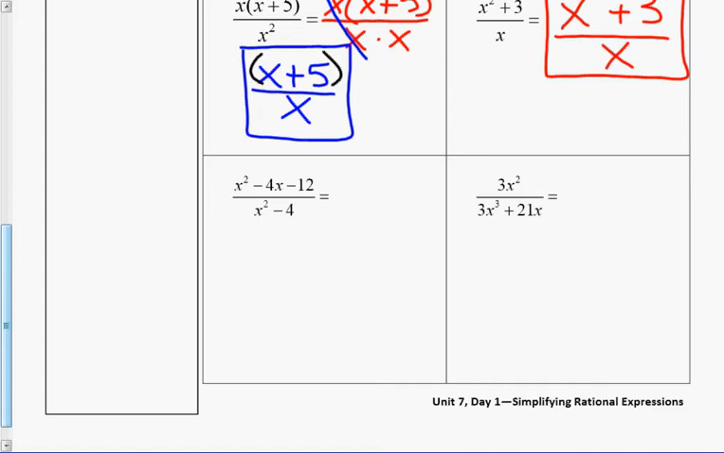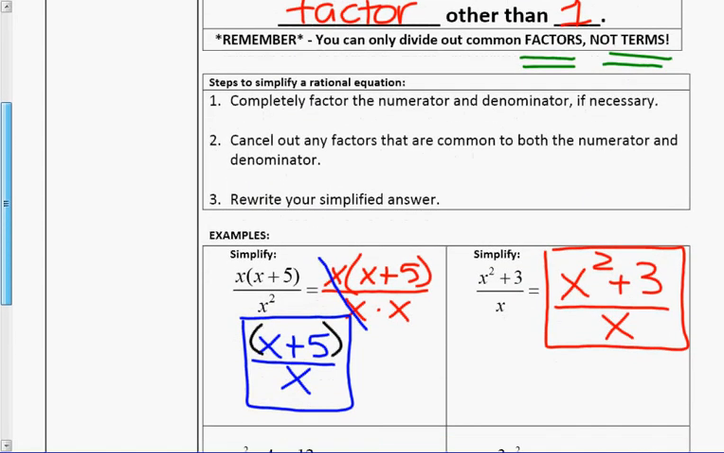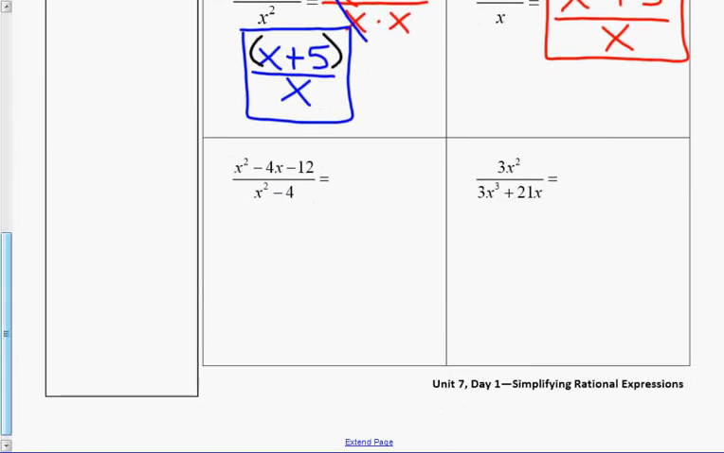Remember the steps. The first step was to completely factor the numerator and denominator if necessary. So let's go ahead and factor this. So this is a trinomial. What I do is I look at this sign right here, and that's a minus sign. That tells me my signs are going to be different. Because I know this is a trinomial, I know it's going to factor into two binomials. First term is x squared, so I do x and x. Again, like I said, this minus sign tells me my signs are different. And this minus sign right here tells me that my larger sign is going to be minus. So we have a minus and a plus.